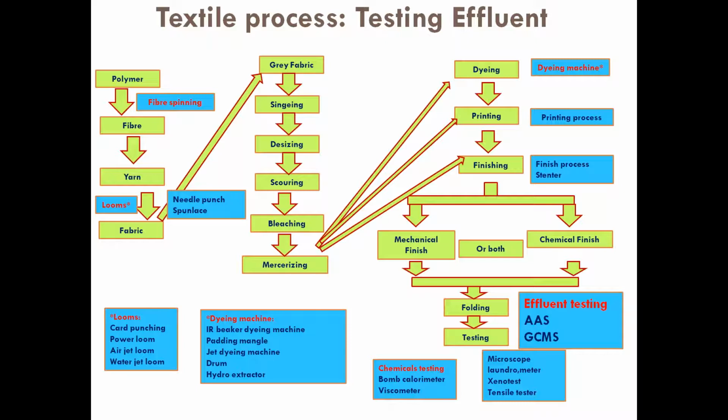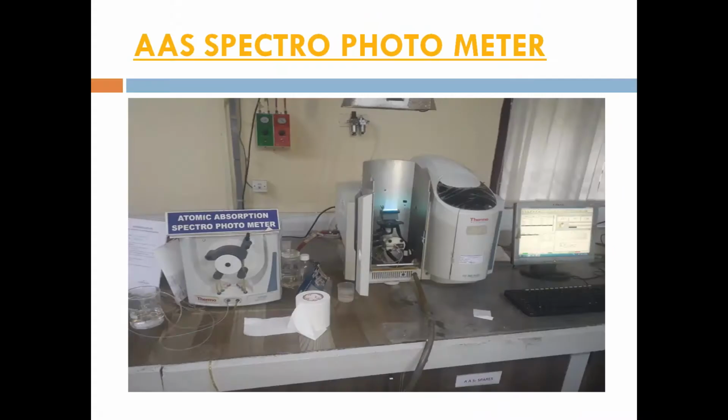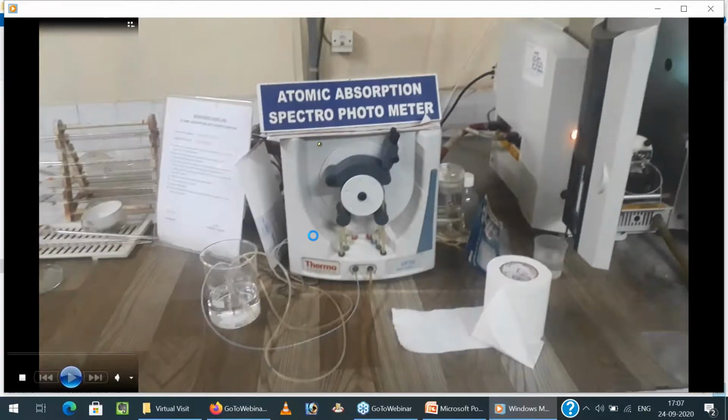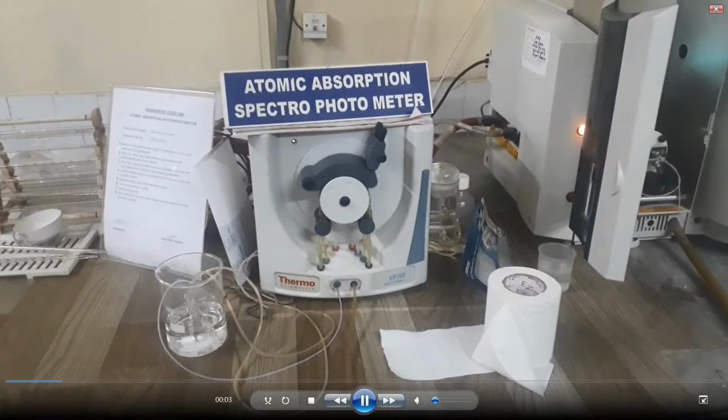So in Mantra lab, testing lab, we have to test these effluents for the parameters. Yesterday I talked about COD and BOD. So these are the main testing, and further heavy metals are also not allowed in effluent. So now I will explain to you the AAS, atomic absorption spectrophotometer. Now this is a device which measures concentration of heavy metal ions, like say lead or mercury or maybe chromium, zinc or something like that.